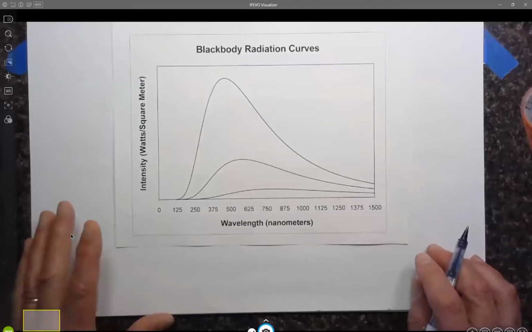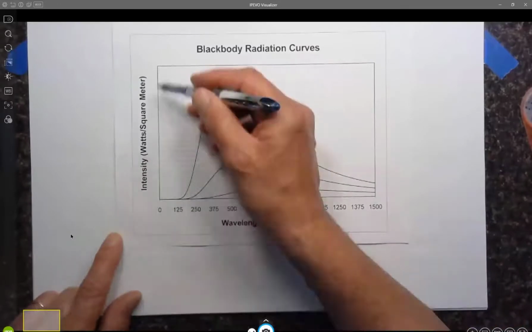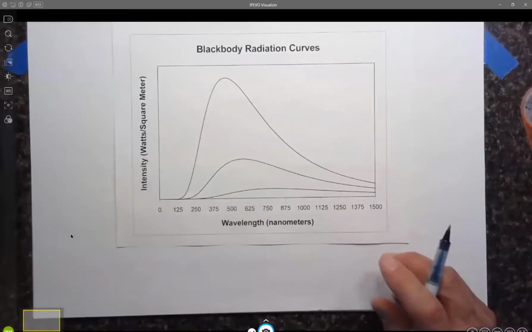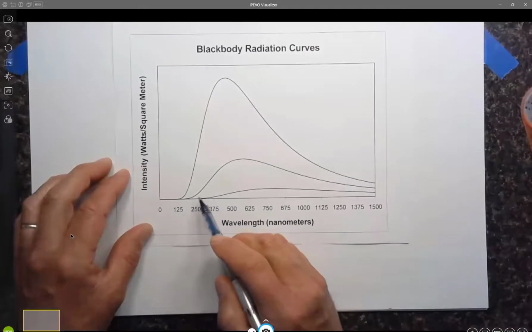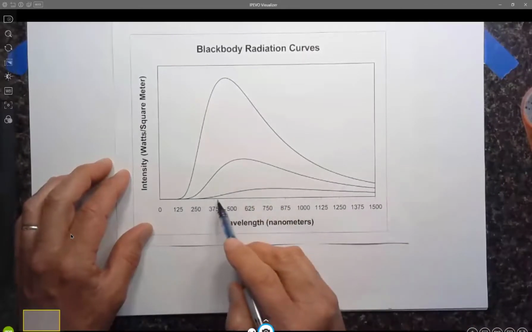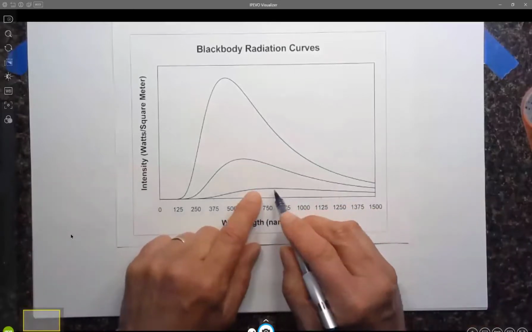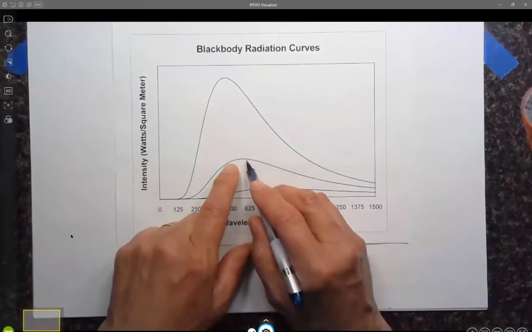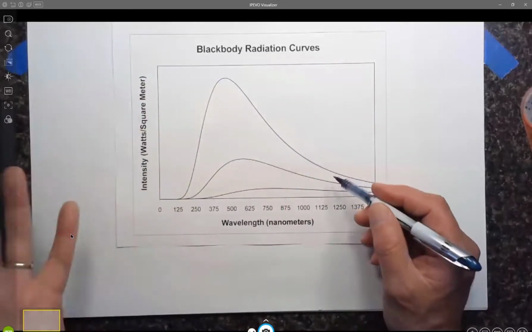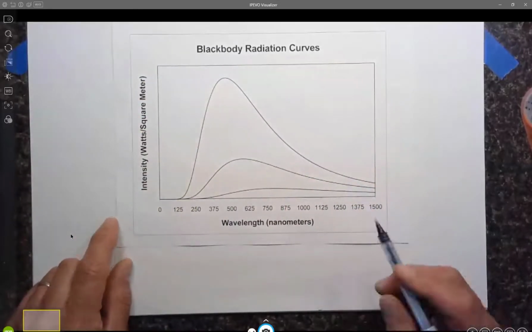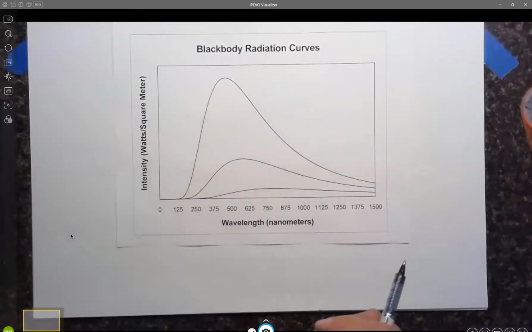Well, in this case, it's not very hard to tell because they're all on the same scale and same vertical scale and everything else. And I can see that the area under this curve is way bigger than the area under this curve, which is way bigger than the area under this curve. And so this lowest curve here is the coolest object. This is the middle object temperature-wise, and this would be the hottest object temperature-wise. And I can just tell by looking at the area under the curves. It isn't always that easy, but I can also calculate the approximate temperature of these things.